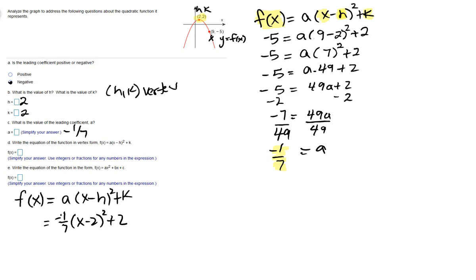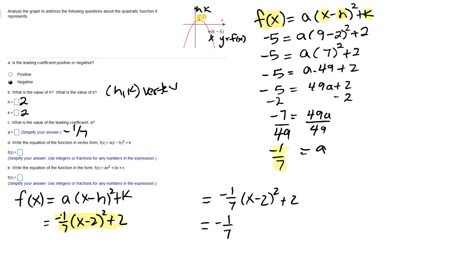The next part says write the equation of the function in the form f of x equals ax squared plus bx plus c. That's general form. And to write it in general form, we need to take the standard or vertex form that we just worked out, and just multiply everything out. So we'll start with negative 1/7 (x minus 2) squared plus 2.